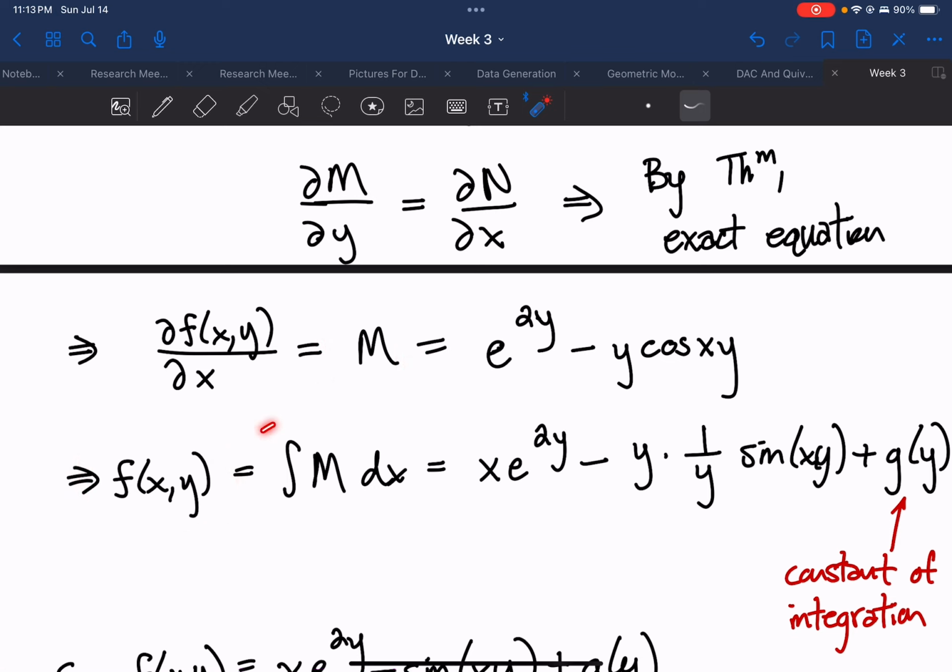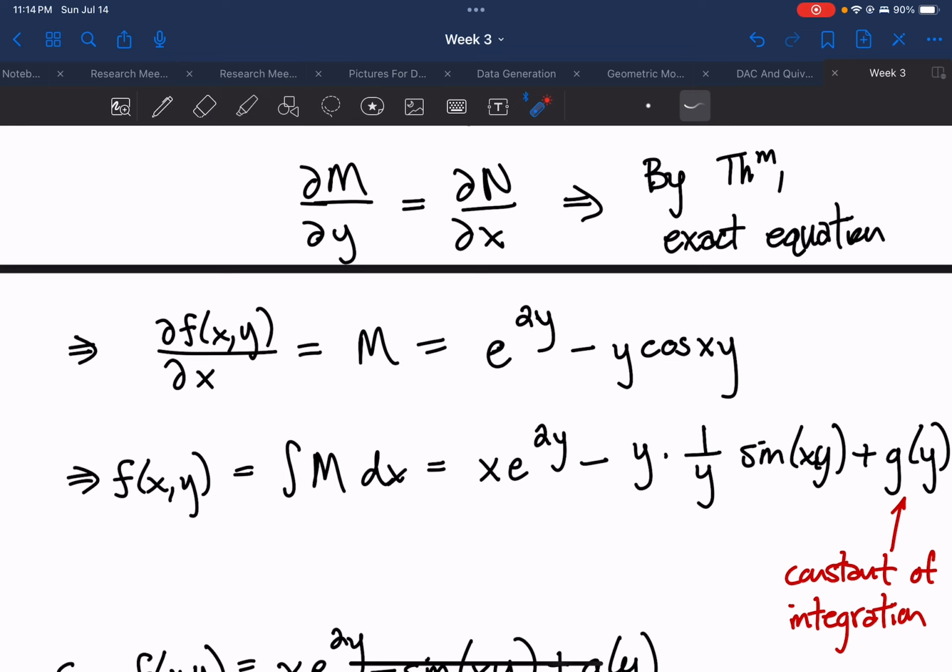This is the integral of m dx, which if we integrate this dx, we get an x e to the 2y. Integrate this dx, the y hangs out. Integral of cosine xy. Integral of cosine is sine. Keep the inside. Times, we're integrating this dx, so we're going to multiply by 1 over y. That's this. And then, don't forget, tack on your constant of integration.